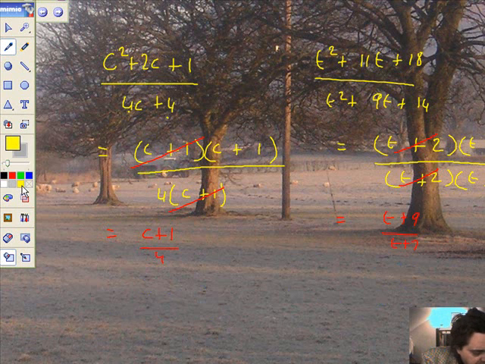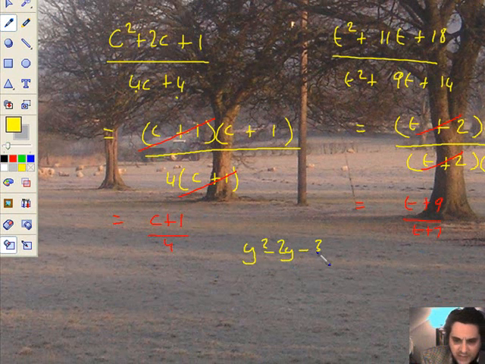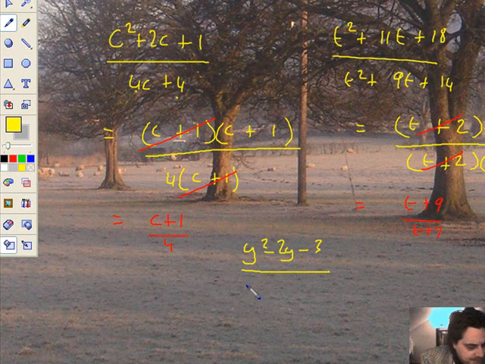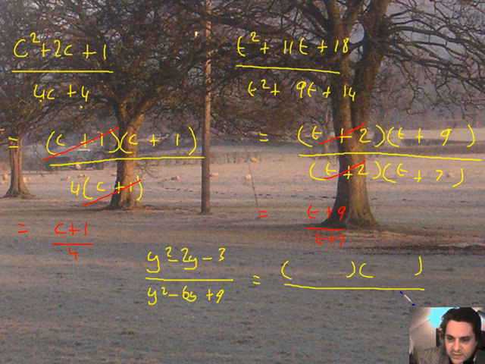Let's try something a bit more scary. This one with all the minuses on it. Right. y squared minus 2y minus 3. Are you scared? Right, y squared minus 6y plus 9. Let's just factorize on the right hand side here. So that's the top bit divided by the bottom bit.